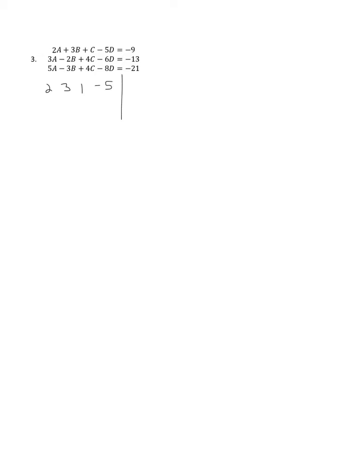Okay, I feel like we need to do one more just to get the idea here. So I'm going to turn this one into a matrix. So let's go 2, 3, 1, -5, -9, 3, -2, 4, -6, -13, 5, -3, 4, -8, -21.